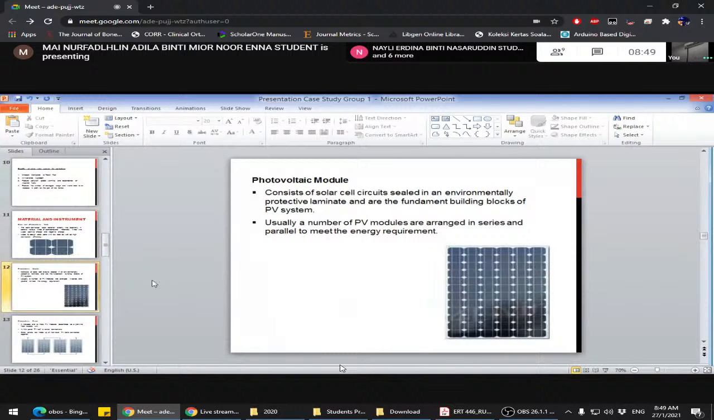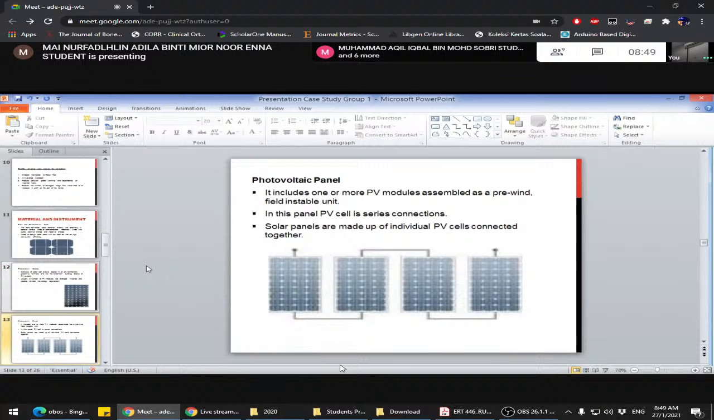Okay, I will be continuing. Next material is photovoltaic module. It consists of solar cell circuit sealed in an environmentally protective laminate and are fundamental building block of PV system. Usually, a number of PV modules are arranged in series and parallel to meet energy requirement. Next is photovoltaic panel. It includes one or more PV modules assembled as a pre-wired, sealed, stable unit.